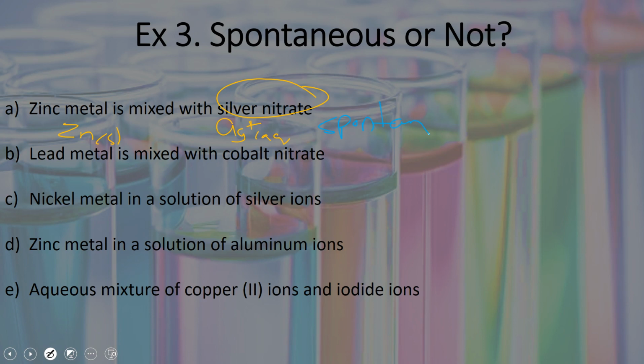Okay, I'm going to do one more, and then I'll let you do the rest of them. So lead metal, Pb solid, excuse me, is mixed with cobalt nitrate. So cobalt, I just need to go look at my ion charge. Cobalt most common is going to be a 2+ aqueous. So I will go now look for those on my table. So Pb solid and Co2+.